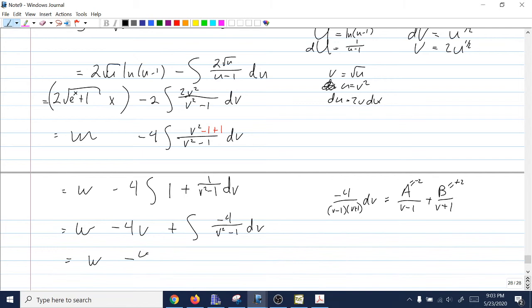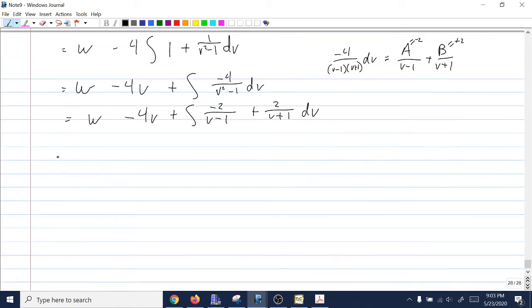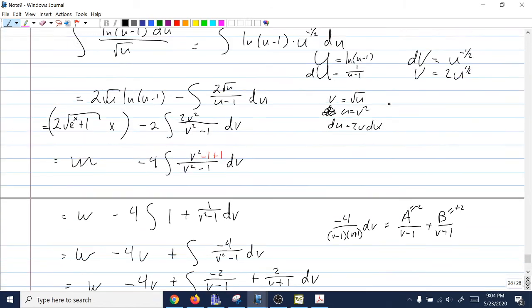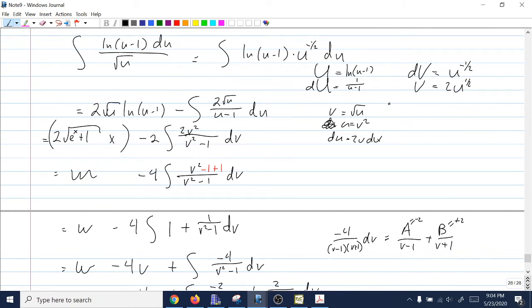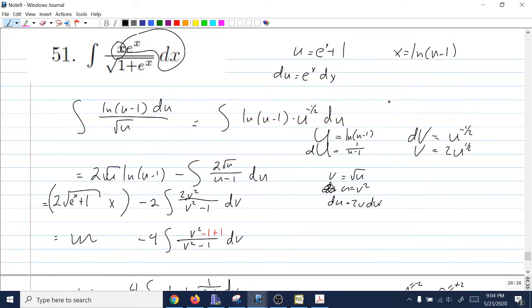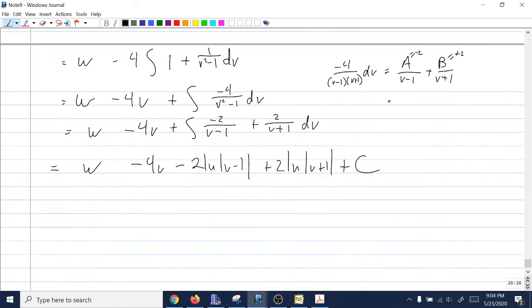I get stuff minus 4v plus the integral of negative 2 over v minus 1 plus positive 2 over v plus 1. I still need to substitute this v, but I get stuff minus 4v minus 2 natural log v minus 1 plus 2 natural log v plus 1 plus a constant. What was v? V was root u. What was u? U was e to the x plus 1. So v is root e to the x plus 1.